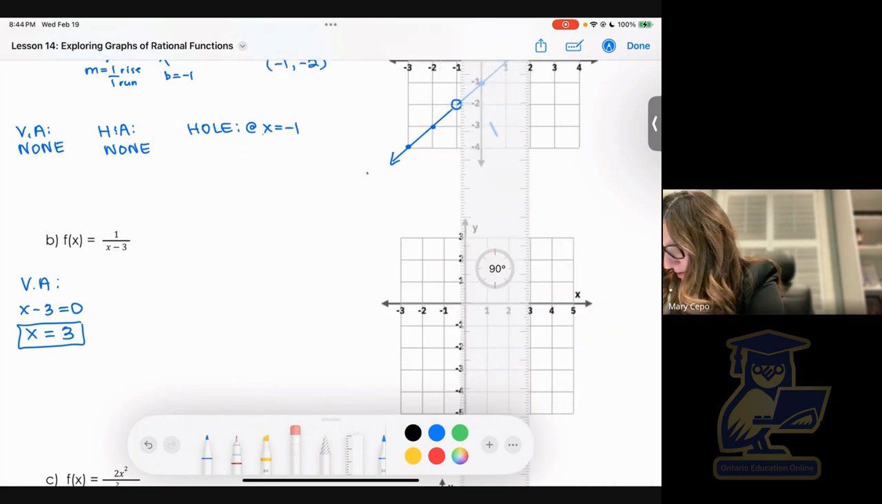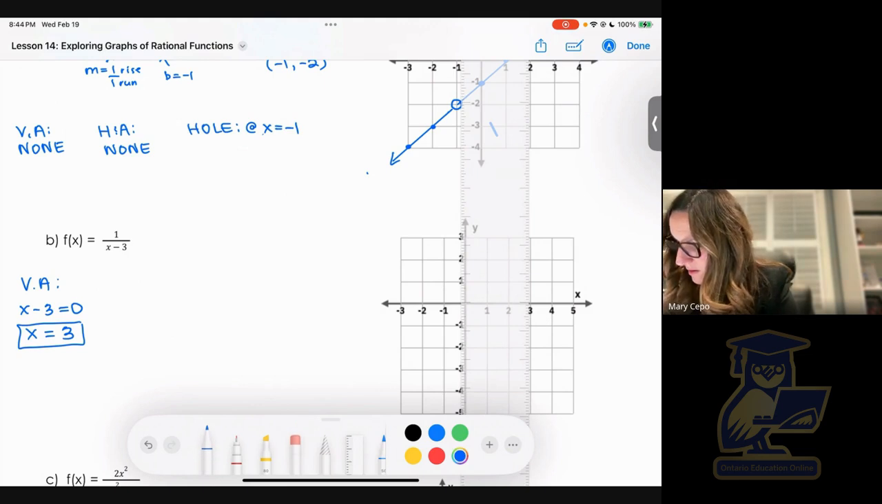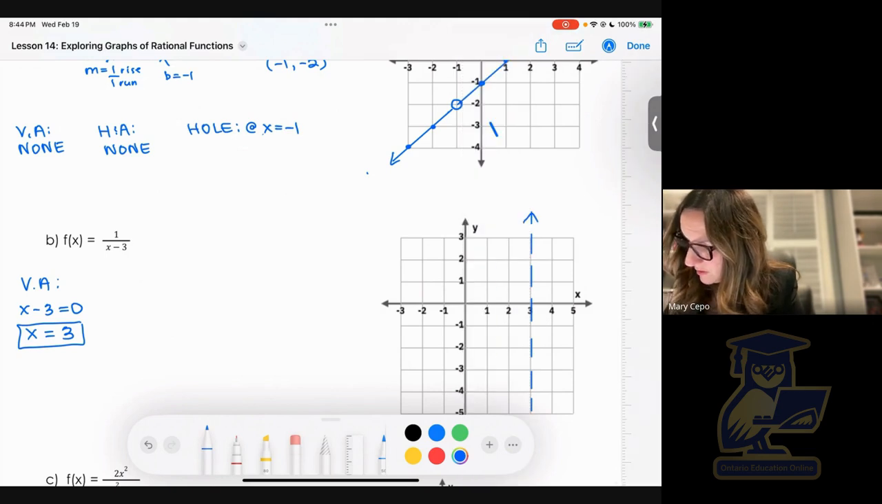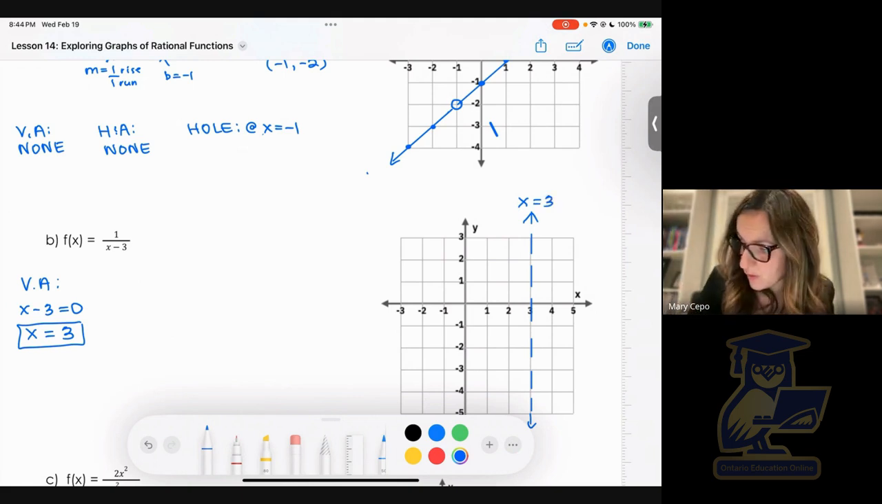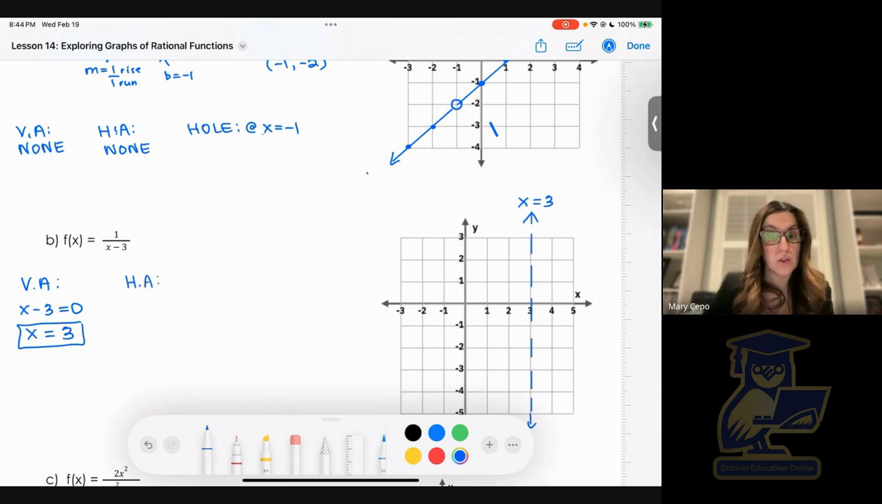So we would draw ourselves a vertical line. Excellent. To help us sketch our resulting rational function. So x is equal to 3. Okay. Do we have a horizontal asymptote? We have to look at our conditions. Looking at the degree in the numerator.